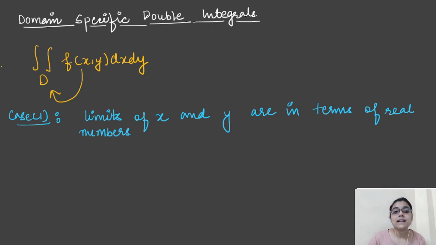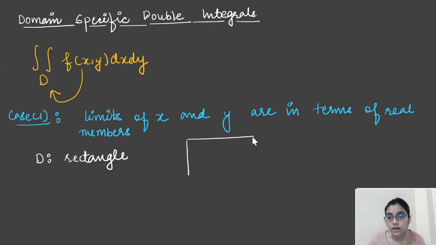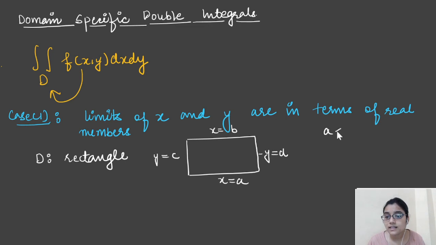Now, suppose the domain being given to you is a rectangle. So obviously a rectangle is going to be from x equals a to x equals b, and from y equals c to y equals d. So in this case x has its limits in terms of real numbers, and y also has its limits in terms of real numbers, and you know very well how to solve it.